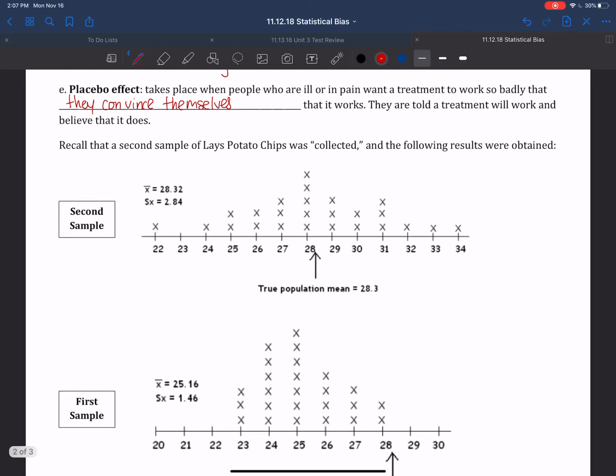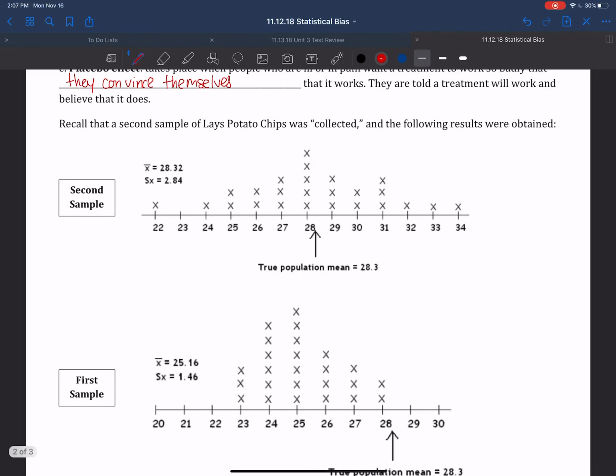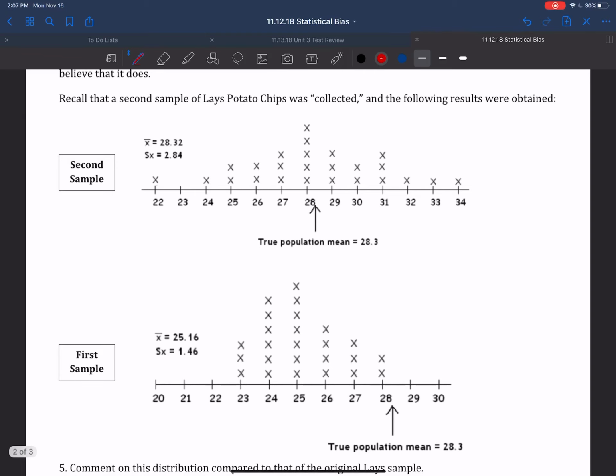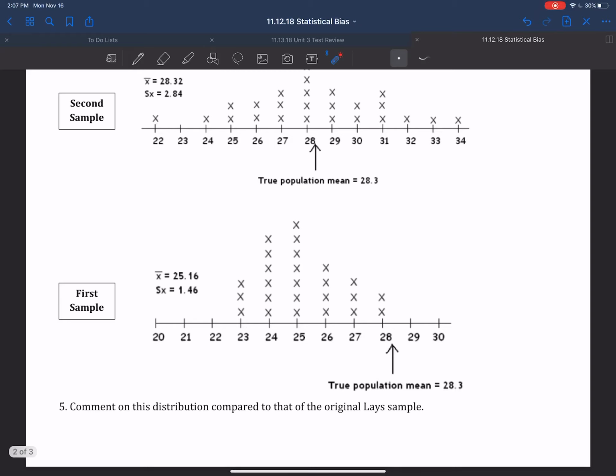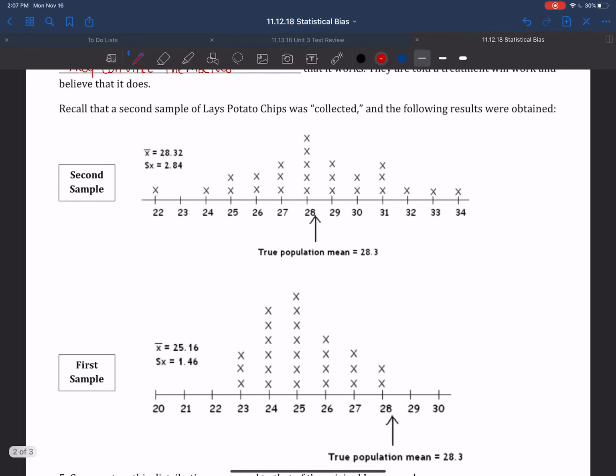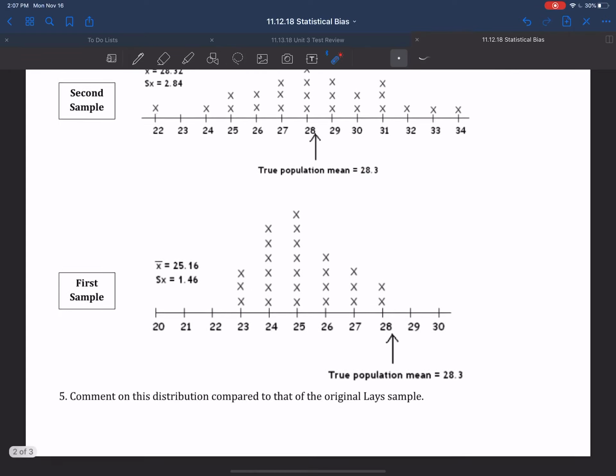Now, recall that a second sample of Lay's potato chips was collected and the following results were obtained. So the second sample is on top, first sample is on bottom. Now it says, comment on this distribution to that of the original Lay's sample. So we've got both of these graphs here, and they want us to just compare them. Just comment on the distribution. So in the second one, we've got two things going on. We've got the sample mean of 28.32 and the true population mean of 28.3. So you'll notice these are really close to each other, only about 0.02 of a point off.